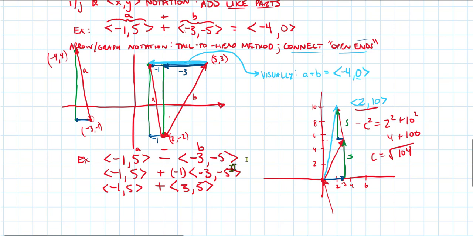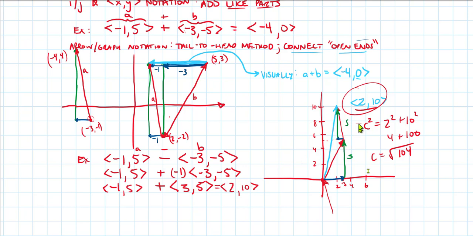And by the way, we can confirm the outcome, that 2, 10 outcome over here with our component notation. Remember, we just add that -1 to that 3, we get a 2. We add that 5 to that 5, we get a 10. And easy peasy, we're done.